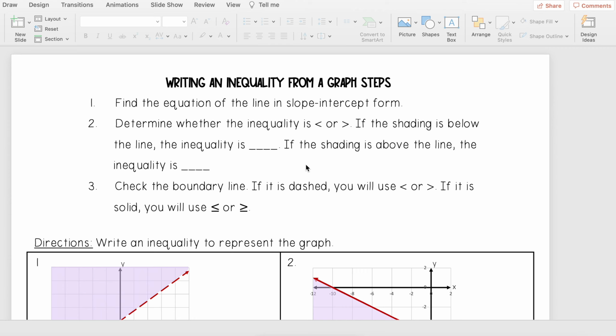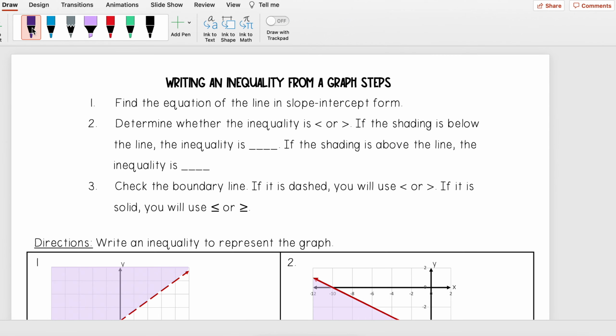In this video, I'm going to be looking at writing an inequality from a graph. So we looked at actually graphing these inequalities. Now we're going to be given the graph, and we're going to have to actually write the inequality that that graph represents. So there are going to be three basic steps that we're going to follow to figure these out.